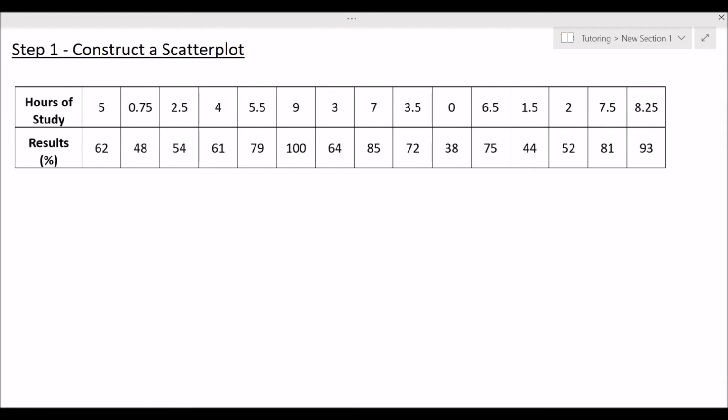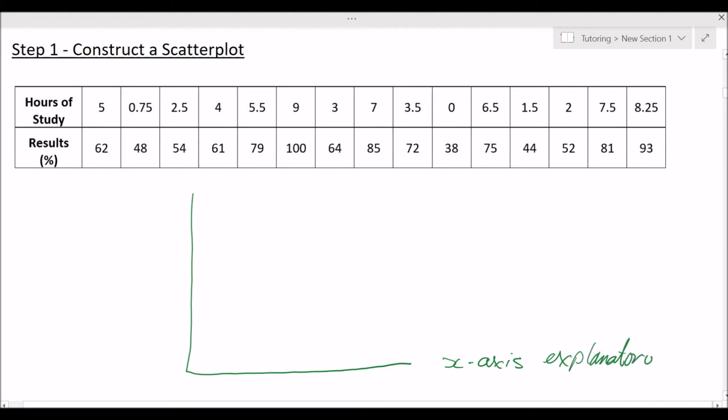Okay, so let's start by constructing a scatter plot. So you're going to have axes, of course, x-axes and y-axes. So the first thing we need to figure out is which variable goes on which axes. Okay, so this is your x-axis, and this is where the explanatory variable goes. This is your y-axis, and this is where the response variable goes.